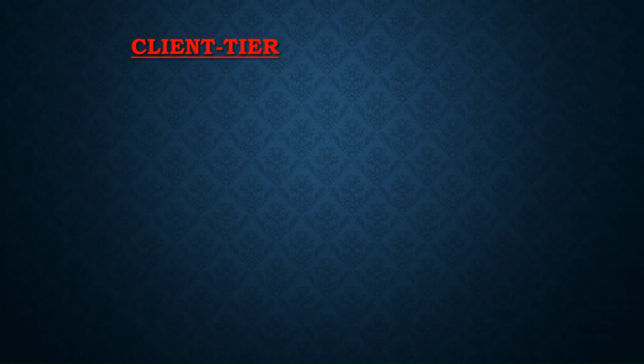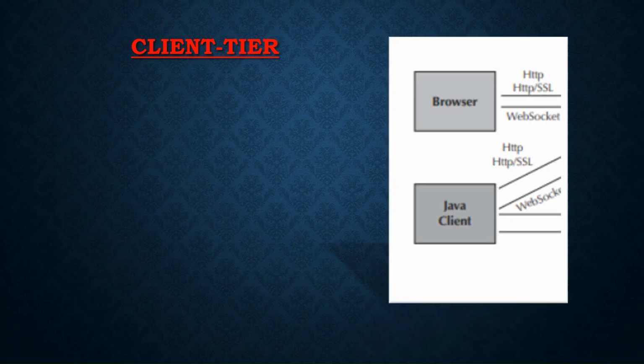Now we see about the client tier. In the client tier, we consist of browser and Java client, and also some protocols: HTTP, SSL, WebSocket. Browser is used to display the web pages. Java client is a client application. The application interacts with the server and the user interface. Example, WhatsApp.